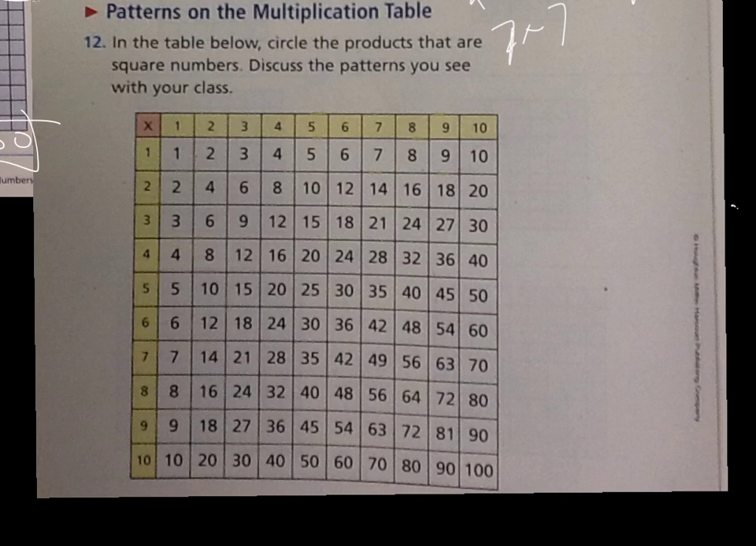Okay? So here are patterns on a multiplication table. It says in the table below, circle the products that are square numbers. Discuss the patterns you see with your class. Well, I want you to find all the square numbers, and then when we're in small group, we're going to discuss it. So circle them all, and then off to the side here, write about the pattern you see, if you see any patterns. And write any other notes you'd like to share with the small group about square numbers.